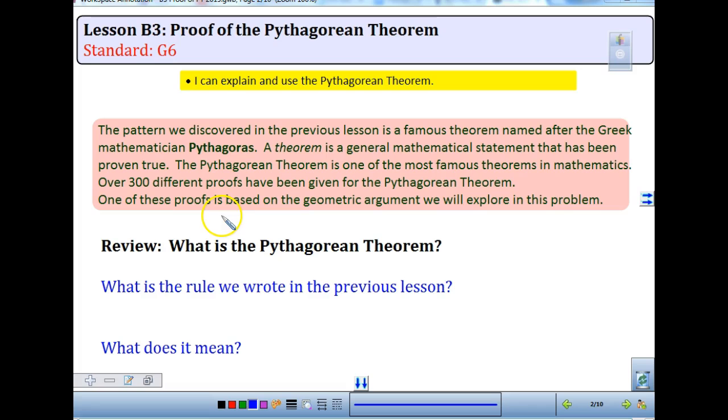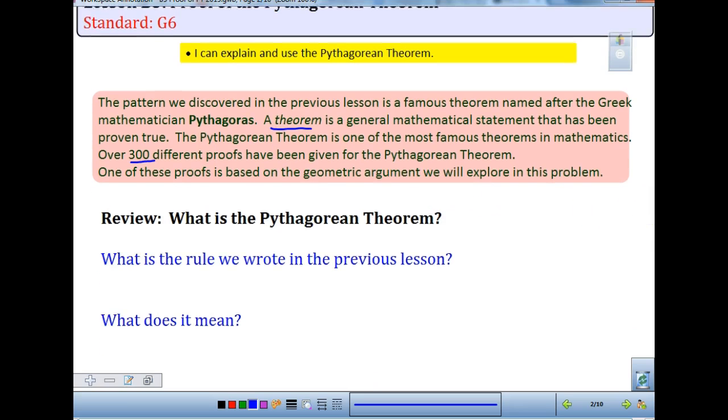So far the patterns we've discovered in our previous lessons is a famous theorem named after the Greek mathematician Pythagoras. A theorem is just a general mathematical statement that has been proven true. The Pythagorean theorem is one of the most famous theorems in mathematics. There are over 300 different proofs that have been given for it. One of the proofs is based on the geometric argument that we're going to look at today in this problem.